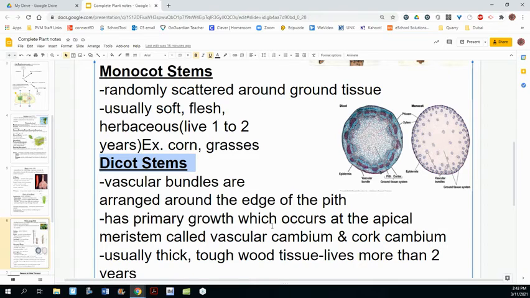It has primary growth, which occurs at the apical meristem, called the vascular cambium and the cork cambium. These are found around the outside, okay? So just under the bark of a typical tree will be the cambium. And that's where all the primary growth occurs. The growth doesn't occur primarily in the pith. It's going to be on the outside edges. That's going to be different from how monocots behave and grow.